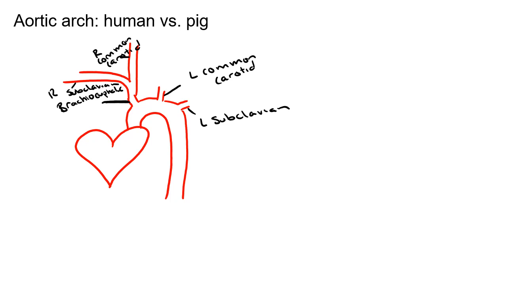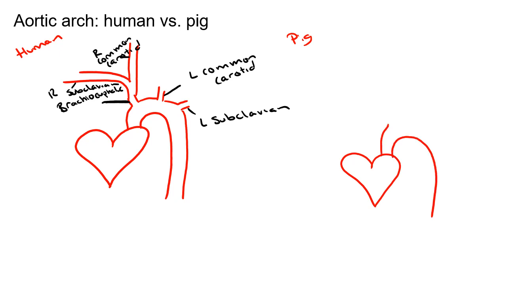The pig is just a little bit different. All of the terminal branches are going to have the same names, and we're really only going to follow it out into the forelimb, or the limb, where we're going to find their brachial artery, but their aortic arch is a little bit different. So this was the human on this side, and this is going to be the pig version over here. So here's our heart.